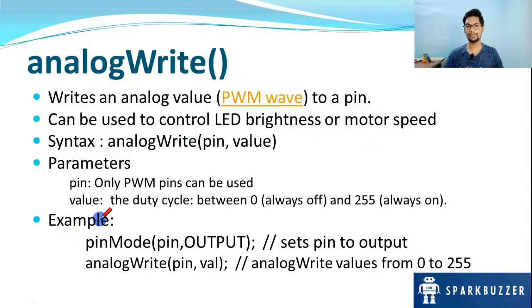So here is the example for analog write. Pin mode, pin number and the output. Pins 9, 10, 11 are PWM pins. Here I am going to take pin 10 or 11 as the output, and the value which I am going to write is from 0 to 255. If I write 255, the output will go fully high. If I write 0, it is totally off.